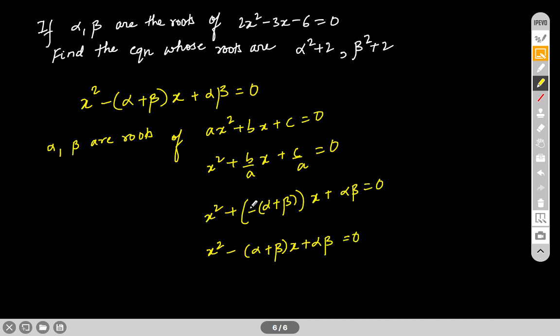In the same way, you have to construct an equation whose roots are these two. So wherever alpha is, there will be alpha square plus 2, and wherever beta is, beta square plus 2, something like that. And then if we first find out alpha and beta, then.